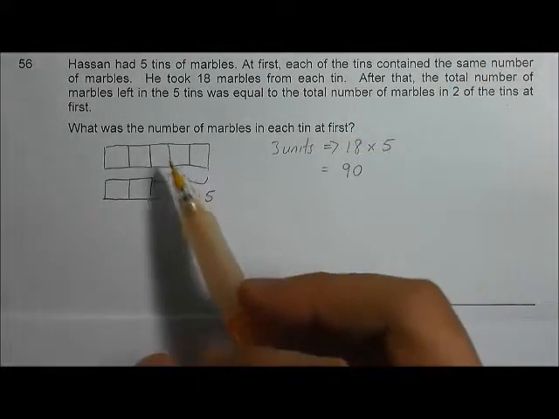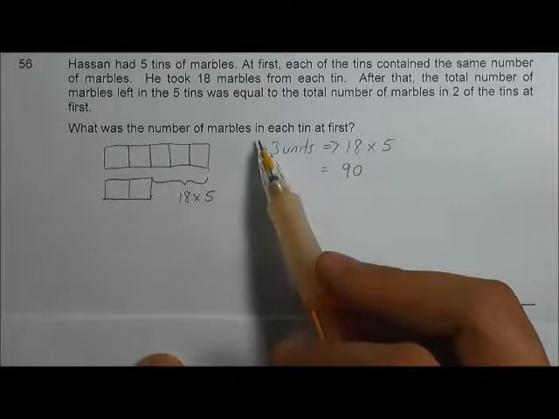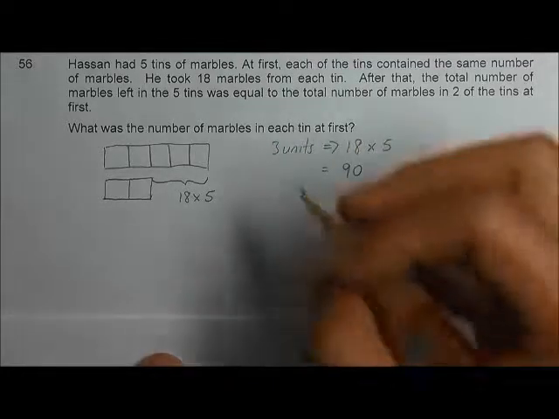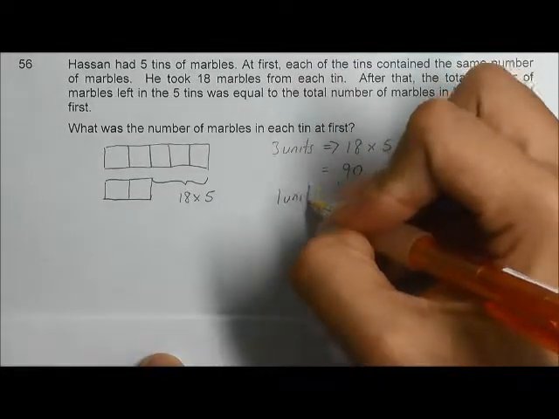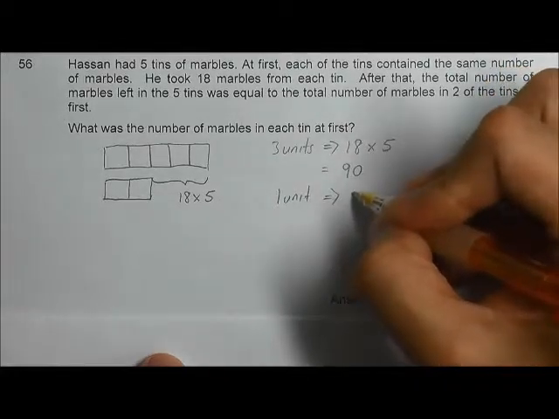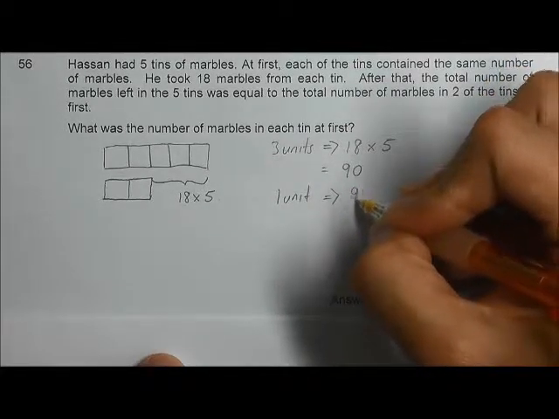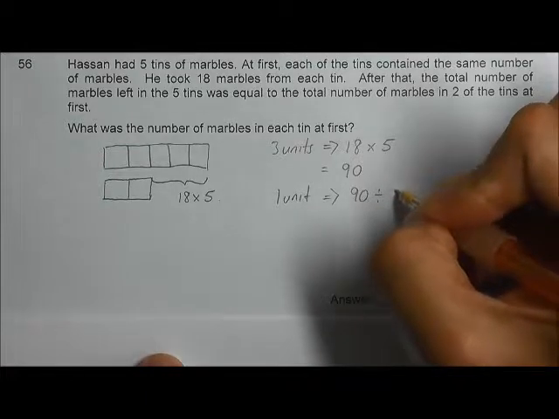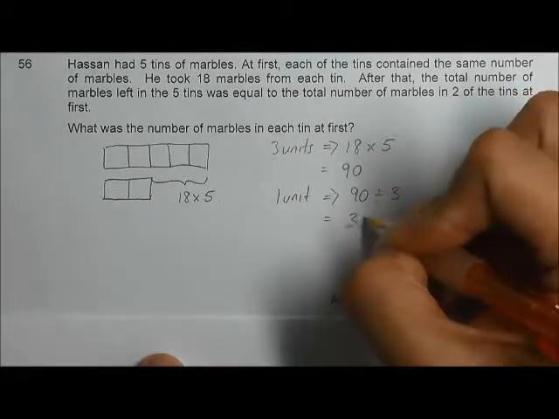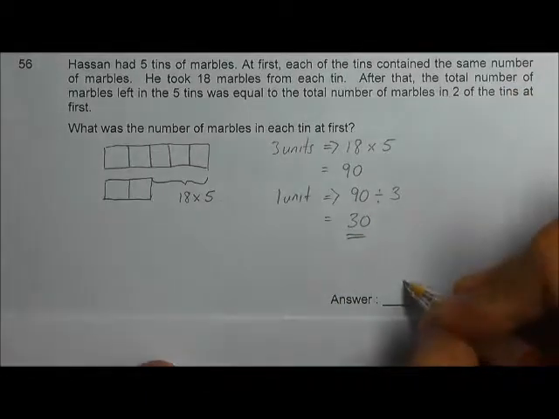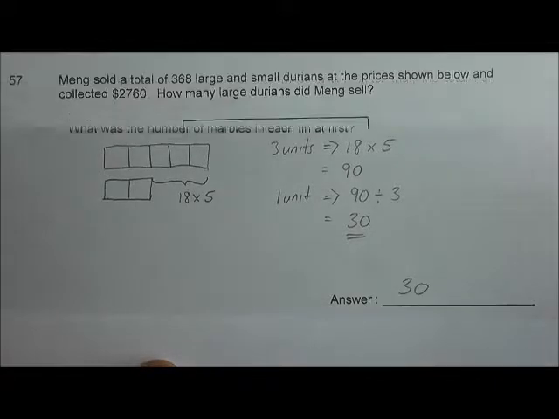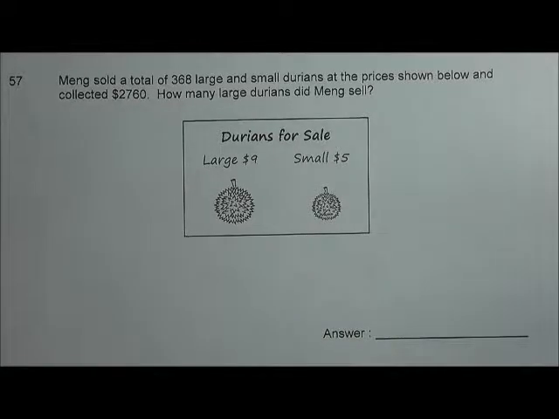So he wants to find out the number of marbles in each tin at first. So 1 unit is equal to 90 divided by 3. That will be 30. Answer: 30. For this question, we can either use the trial and error method or algebra. Since trial and error is going to take a long time, we will go with the algebra method.